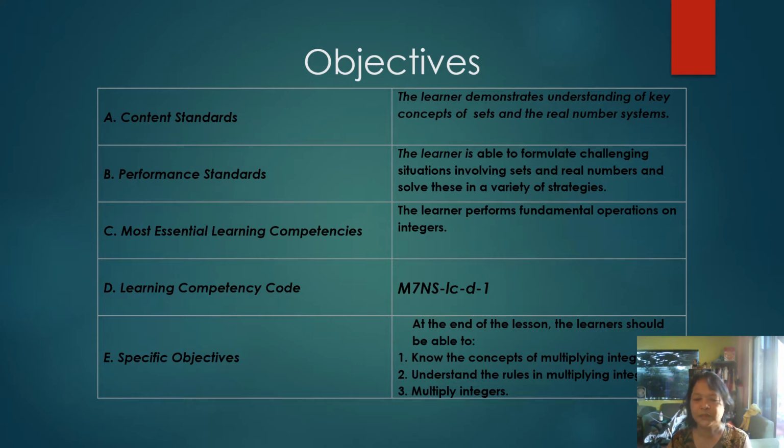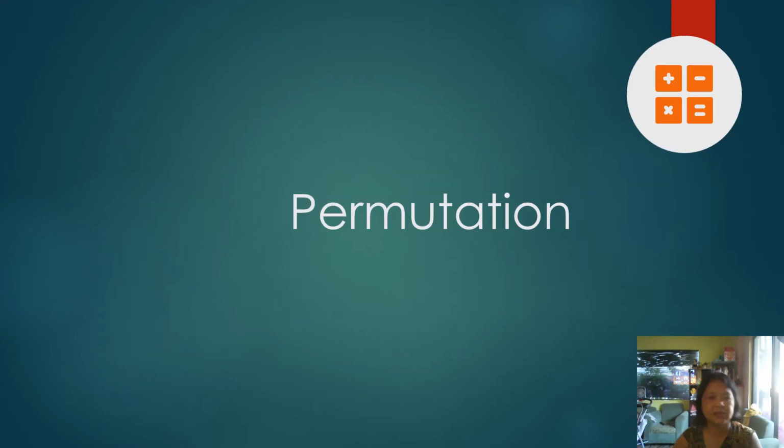Number 1, at the end of the lesson, the learner should be able to: 1, know the concepts of multiplying integers. Number 2, understand the rules in multiplying integers. And number 3, multiply integers. Next is permutation.